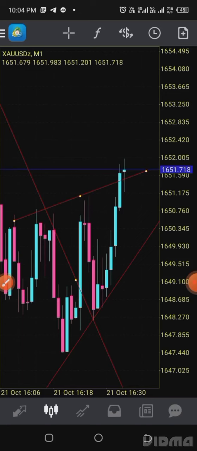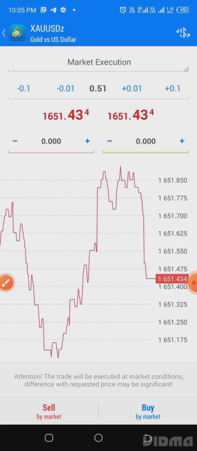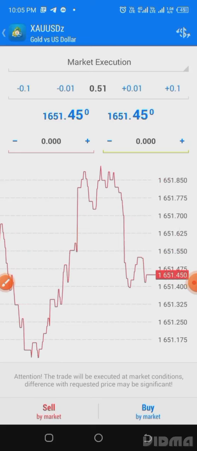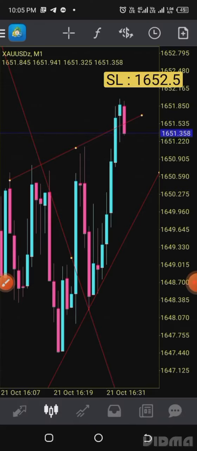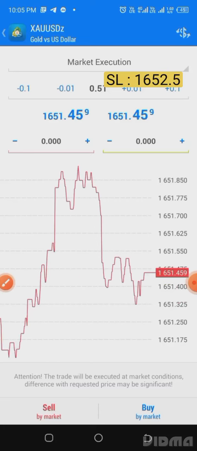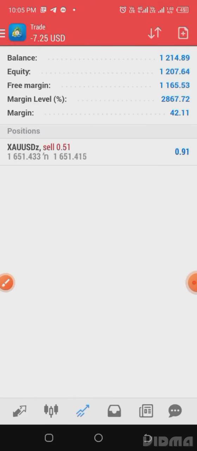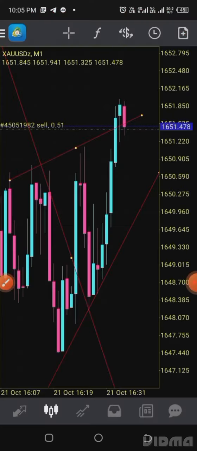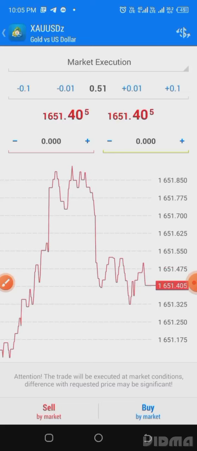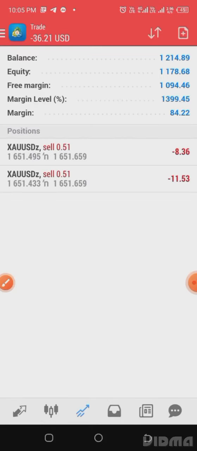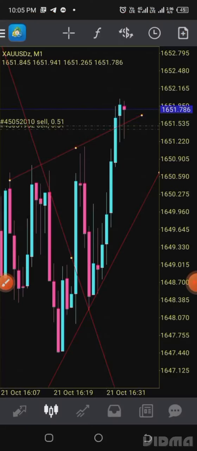Now we look for some rejection at this area, so we go for sell. It is not able to break the 652. So we took some sell trades, and this requires very fast execution and fast decisions. You don't wait for long. Like I took one sell trade, again one we took. At least two or three trades we always take.